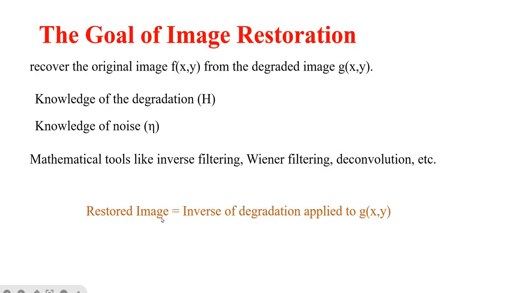And also the restored image is equal to the inverse of the degradation applied to g of x comma y. Okay, g of x comma y is what? It is the degraded image. So the restored image, that is f cap of xy, will be the inverse of the degradation applied to g of x comma y.